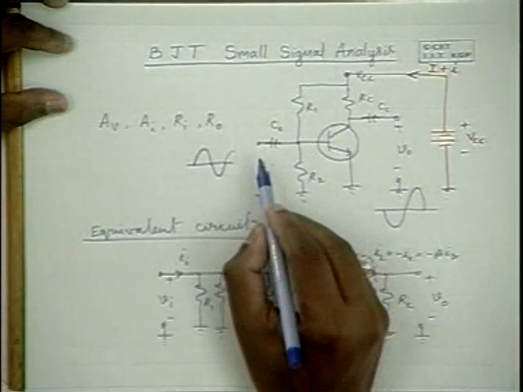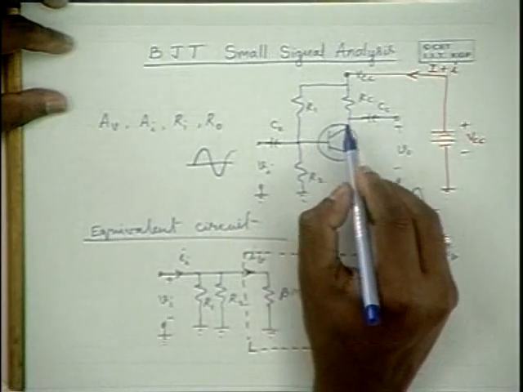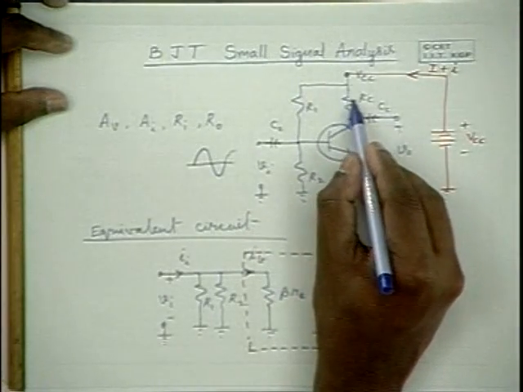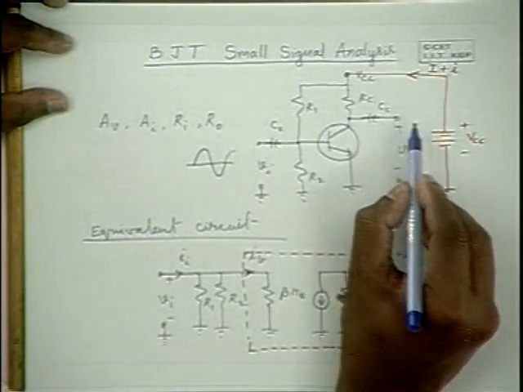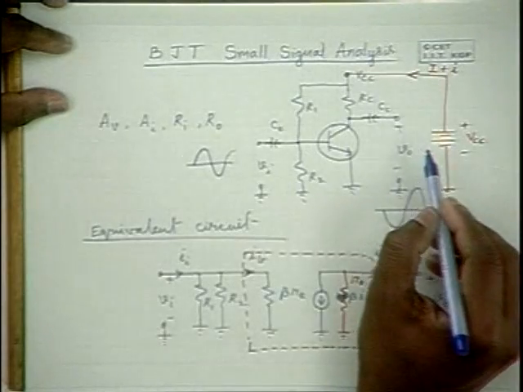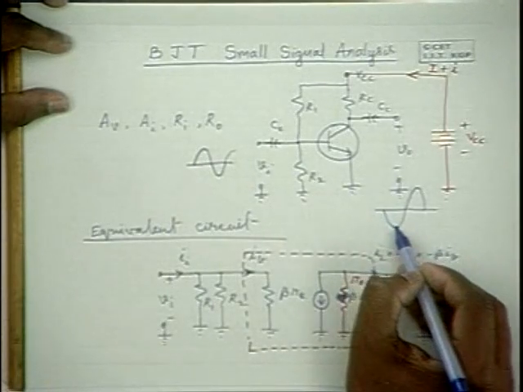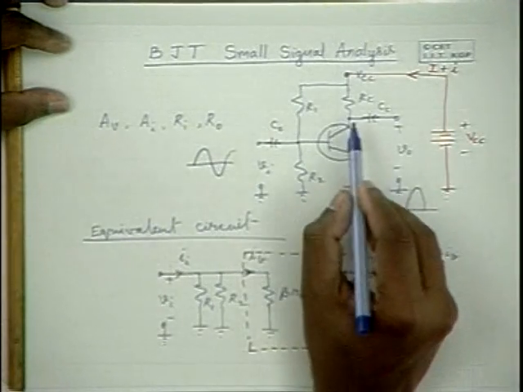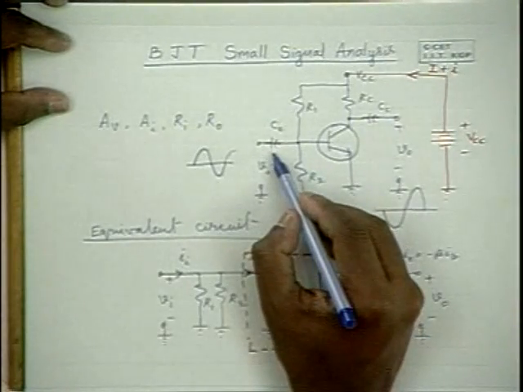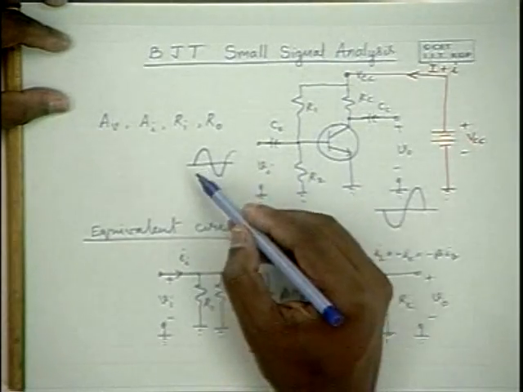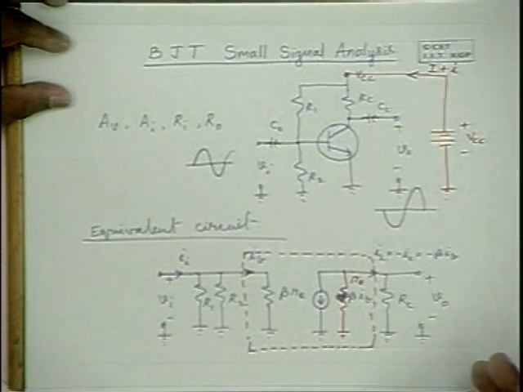What is the reason? When the voltage increases here, base current increases, and as a result collector current increases. When collector current in this direction increases, the voltage at the collector decreases, it drops. Therefore, when the input rises like this, the output voltage falls like this. That's because the current is proportional to the input current, and input current is proportional to the input voltage. So because of this reason, the voltage gain is negative.